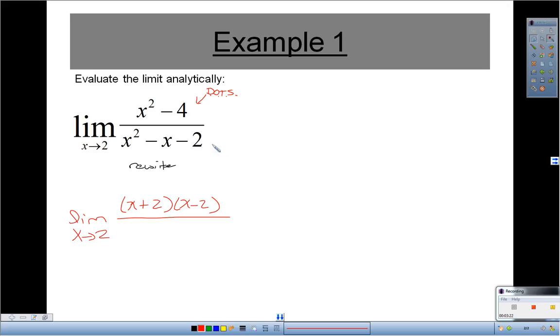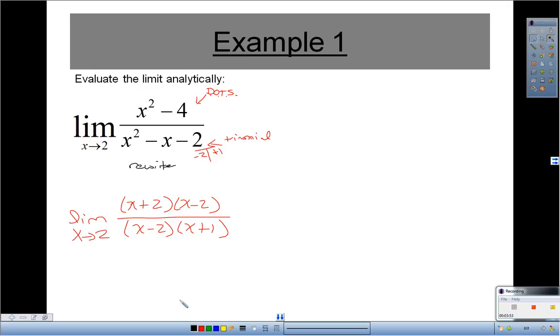And then I also notice that in the denominator, this is a trinomial. In fact, it's a nice trinomial that has a lead coefficient of 1. The last term is negative 2, so I want factors of negative 2. That would be a negative 2 and a positive 1. So that means it would factor into x minus 2 and x plus 1. So basically what I've done is I've rewritten this expression as an equivalent expression.